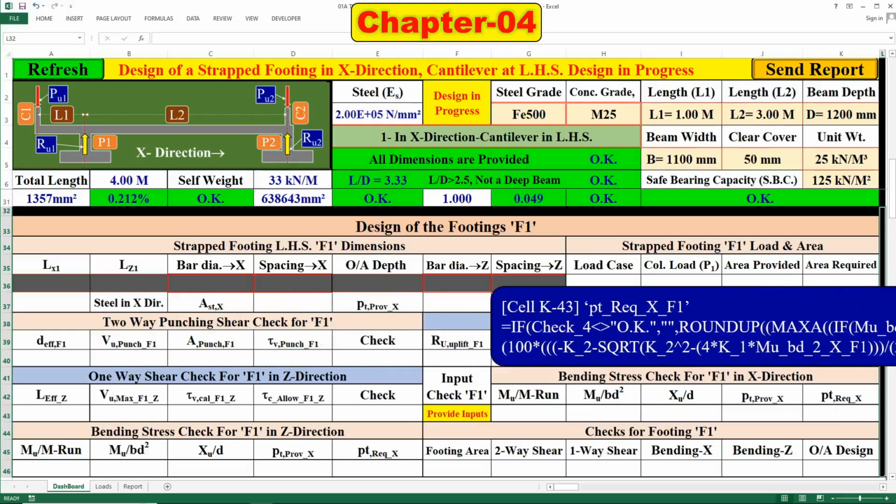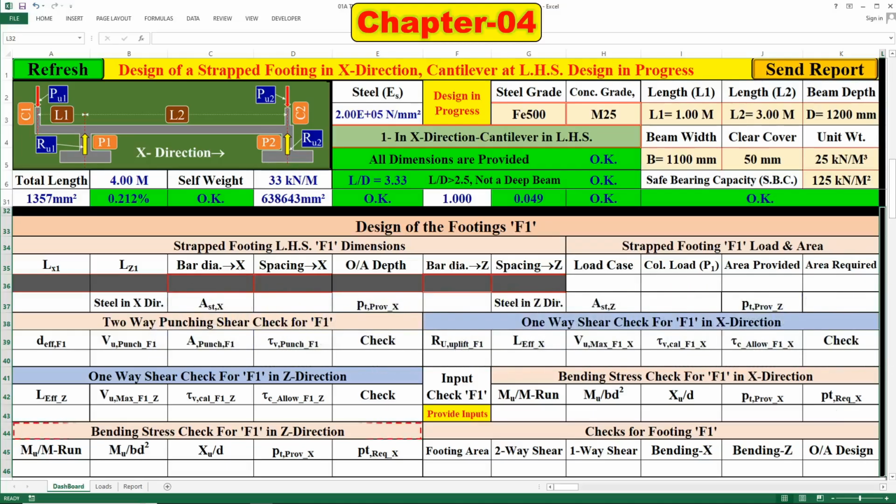Now, it is time for the bending stress check for footing F1 in the Z direction. We are going to perform this calculation in the cell range from A46 to E46. These calculations are more or less the same as the bending stress check for footing F1 in the X direction, except that in place of _X, we have to place _Z.